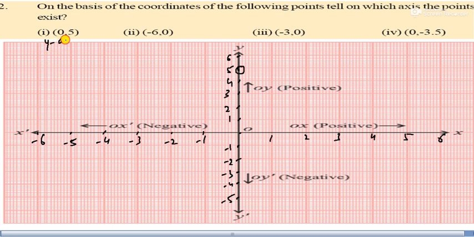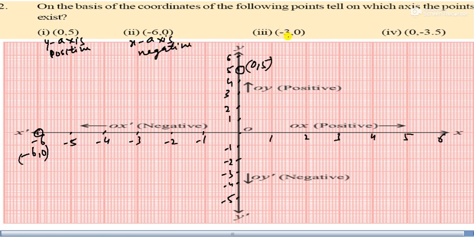It is the y axis. Now the second one is (-6, 0). You can write here (0, 5). Now (-6, 0): this one is -6 and 0. So it is here. It is on the negative side of the OX axis. So you can write here, (0, 5) is on the y axis positive, and (-6, 0) is on the x axis, and that is the negative.